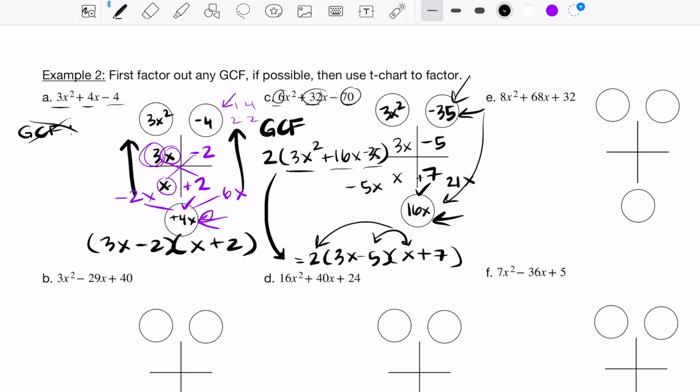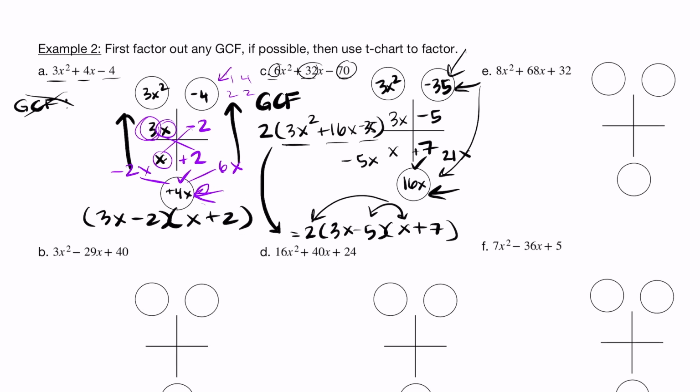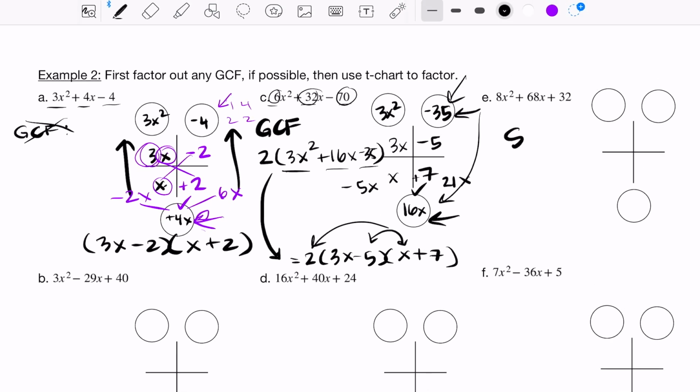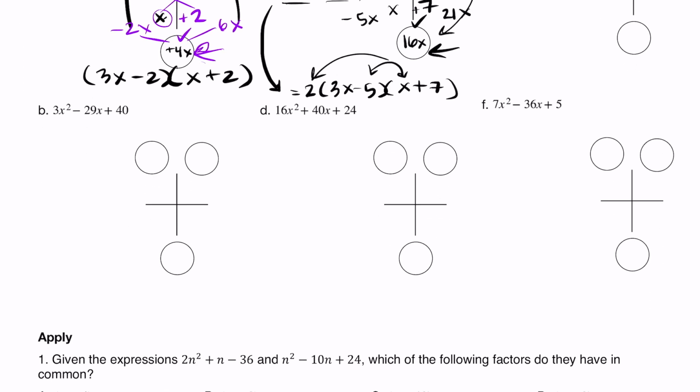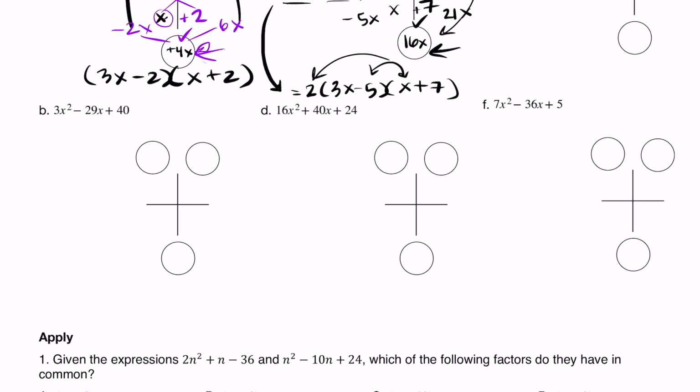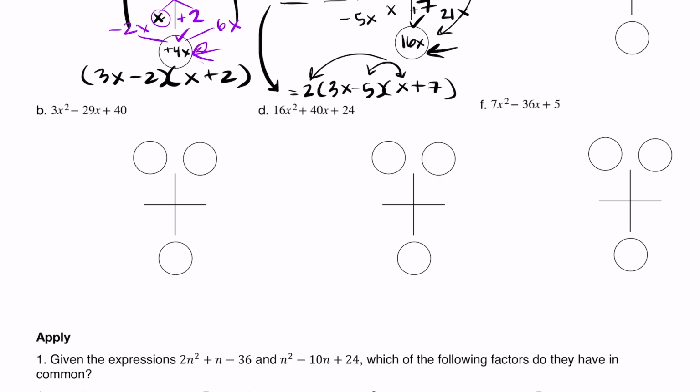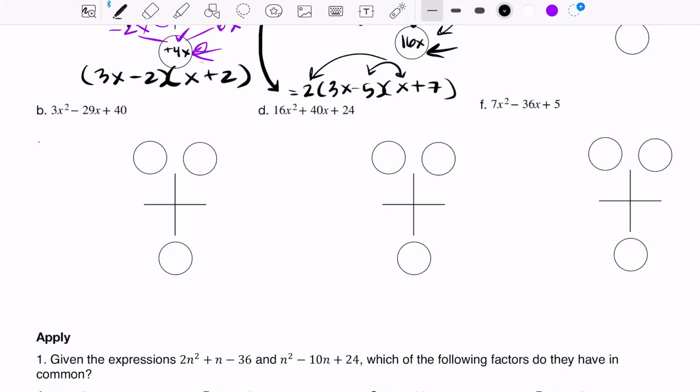All right, so we are going to skip this one right here. Obviously, we would do GCF first, and we are going to skip the rest of these because they're all just T-charting. If you want to see how they're done because you've started it or you just want to make sure you're on the right track, they are all on the PDF of the notes in Canvas, okay?